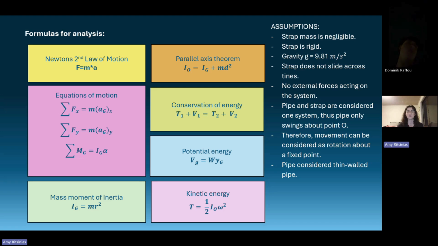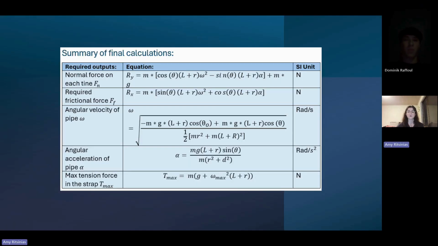As gravity is the only force working on our body of mass, and gravity is a conservative force, then the conservation of energy equation applies. Deriving those equations for the required outputs gives the following summary. Now we will verify this with the use of MATLAB.